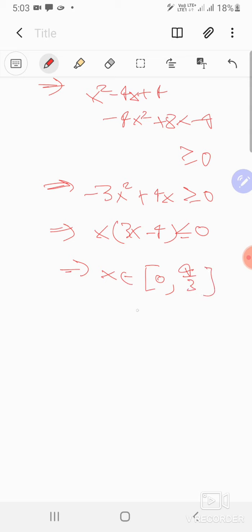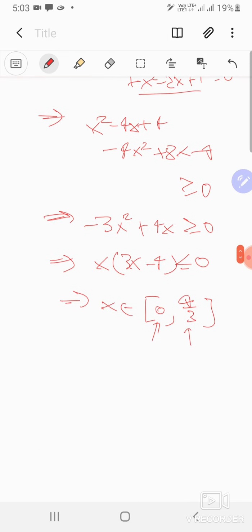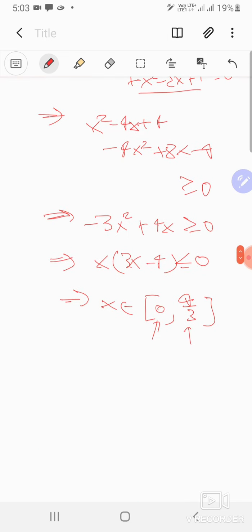Alright, so now let's check if x equals 0 works or it doesn't, and similarly if x equals 4 by 3 works. I think they should work, so you can check that on your own. If they don't, then you can exclude them from the set and see if there are any tighter inequalities which we could get. But if there's nothing like that, this is the final solution. So hope you enjoyed and thanks for watching the video.